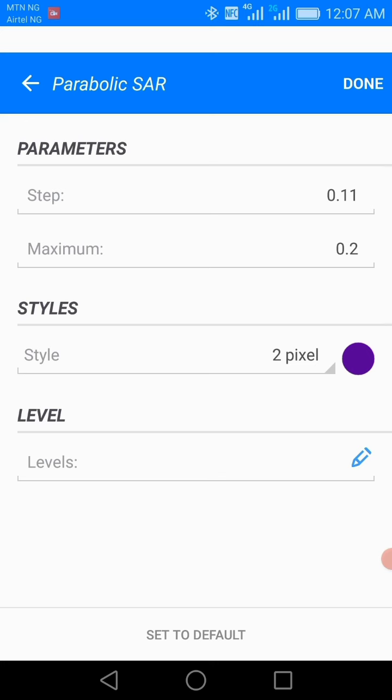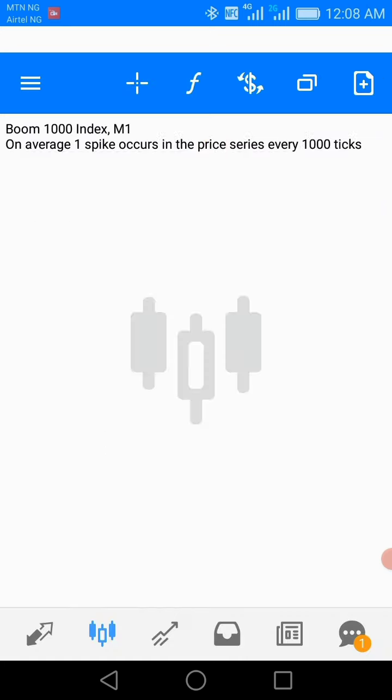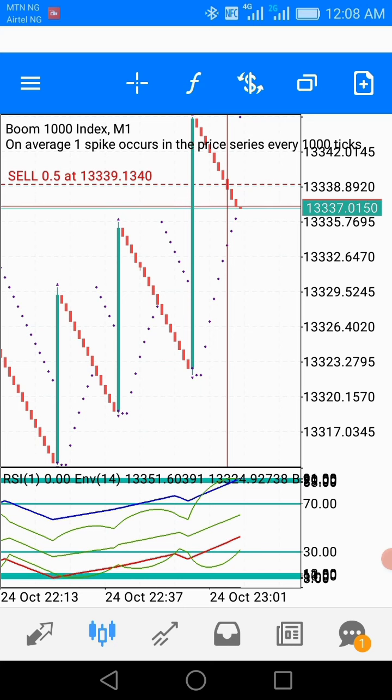Once price is rejected and the SAR or fractal is introduced, the market must go the other way around, even if it's for a while, maybe 1 candlestick, 2, 300 candlesticks, but the market must go the opposite direction to signify that price has been rejected. So these are the parameters. The step is 0.11, maximum is 0.2, style is 2 pixels, color is purple. Then you click done. Okay, our trade is still running.